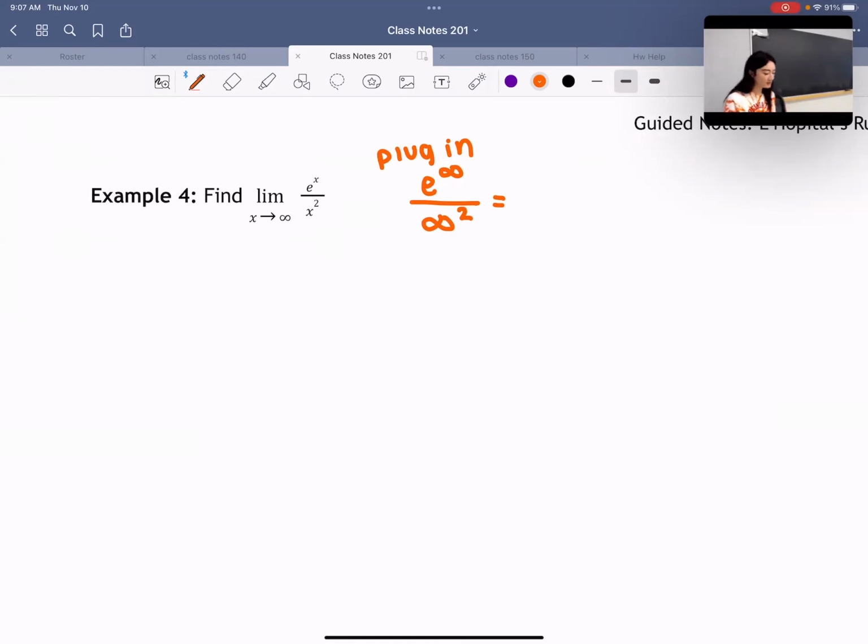Positive infinity, right? And if you don't remember why it's infinity, you can just think about the graph of e to the x, right? So that's what the graph looks like. As we go to infinity, that graph is going all the way up to infinity, okay? So this is definitely going to positive infinity up top. And what do you think infinity squared is going to?